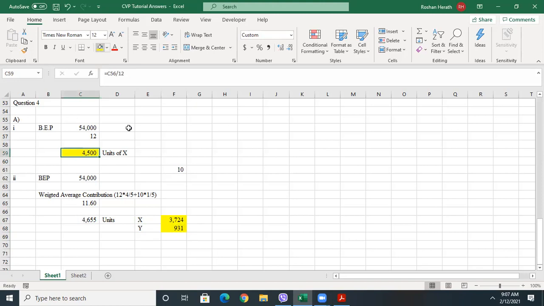Okay. The first one 4,500, second one, this is it. So if you can produce this, that's it. The most important thing is here, if it is a multi-product scenario, you need to go by the weighted average contribution. That is the key learning over there.